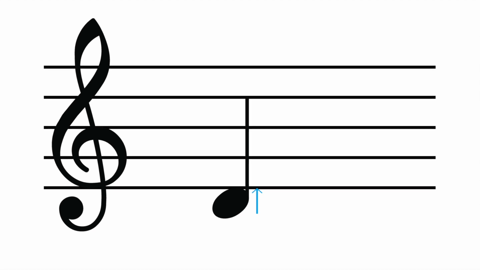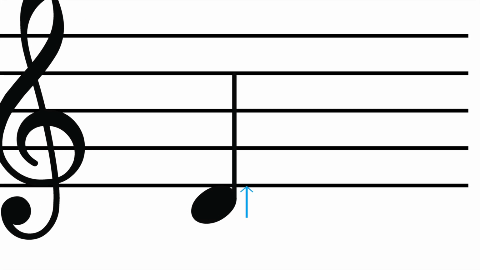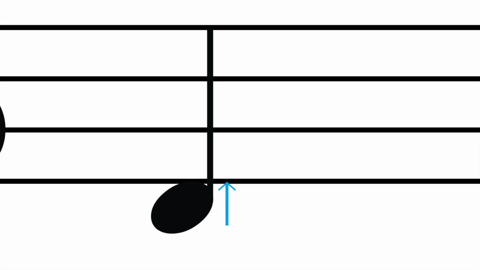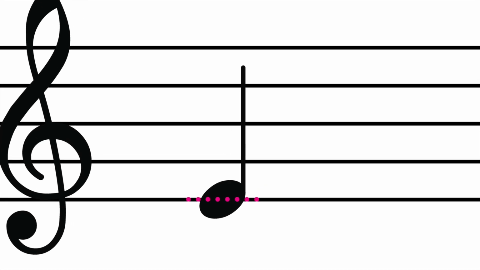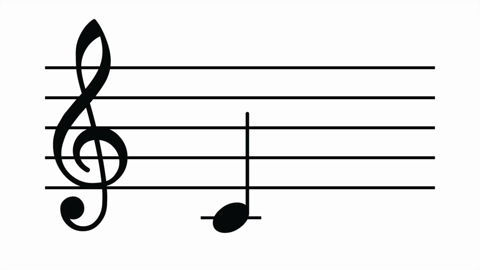Now we are looking at a note with just the top of its note head touching the bottom line of the staff. It is also in a space. No line going through its note head, so this is called a space note. And now we are looking at a note with the bottom line going right through its note head. So another line note.